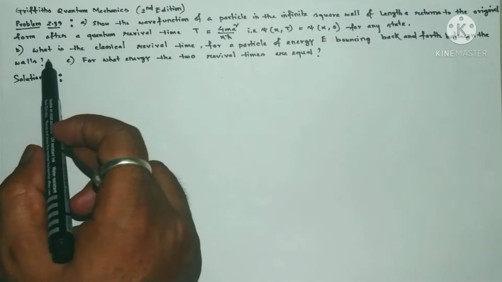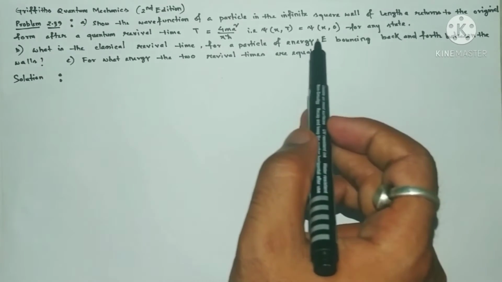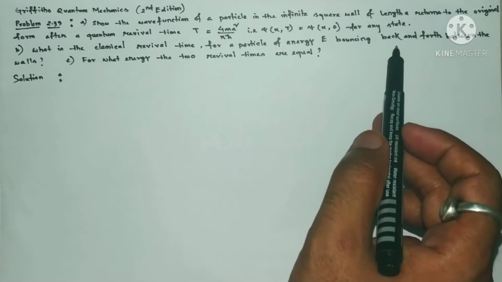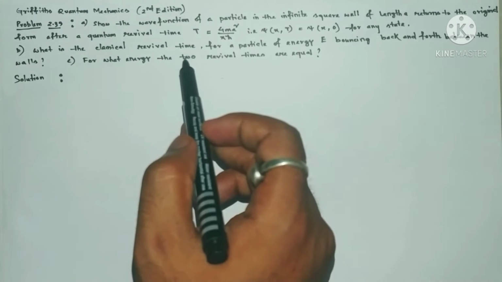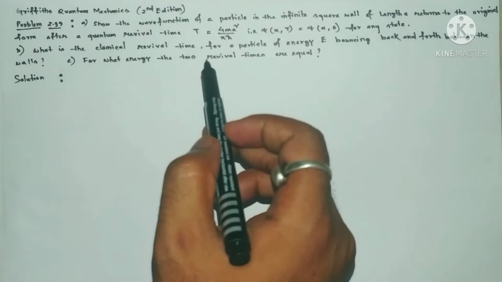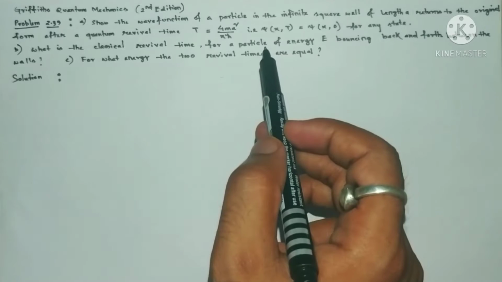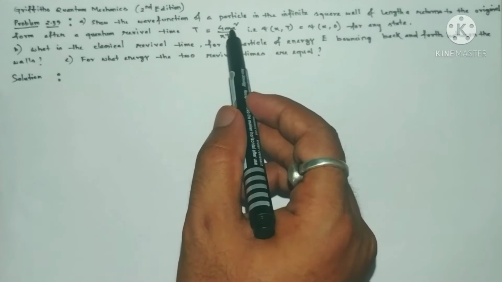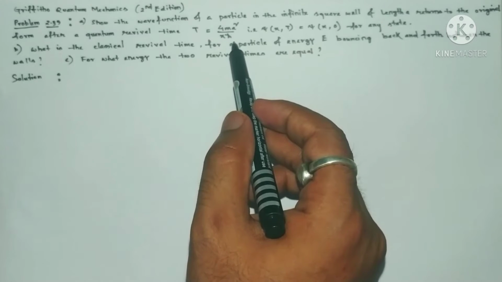The next question is, what is the classical revival time for a particle of energy E bouncing back and forth between the walls? Third is, for what energy are the classical time and the quantum revival time equal? So they want to show the wave function will appear in the same form at a quantum revival time T = 4ma²/(πħ).